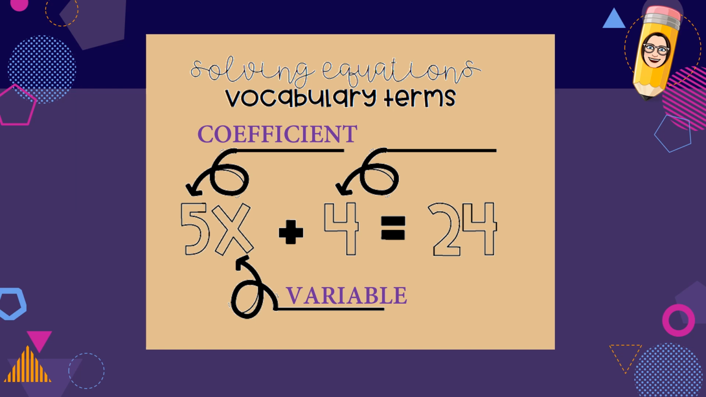Now, what if a number doesn't have a letter? Then we call it a constant. A constant remains constant. It's just the number that it is.